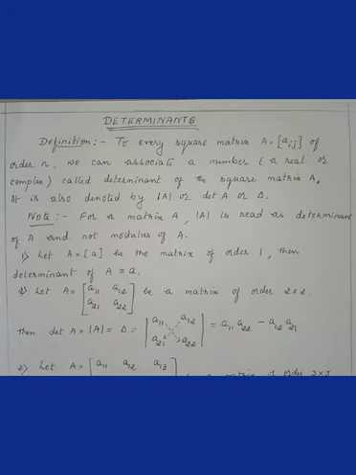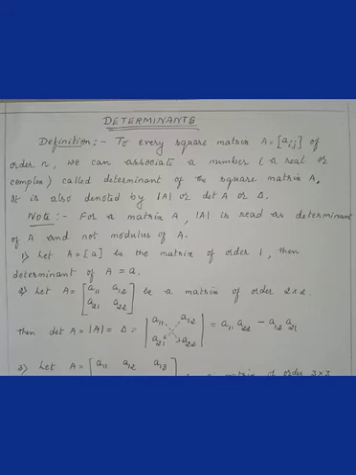Let's begin with the definition of determinants. First we study what we mean by determinants. A determinant is a number associated with a square matrix. Matrix means the arrangement of entries in rows and columns. Determinant is a number associated with the square matrix.